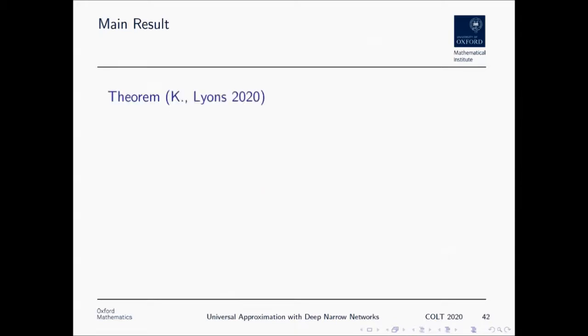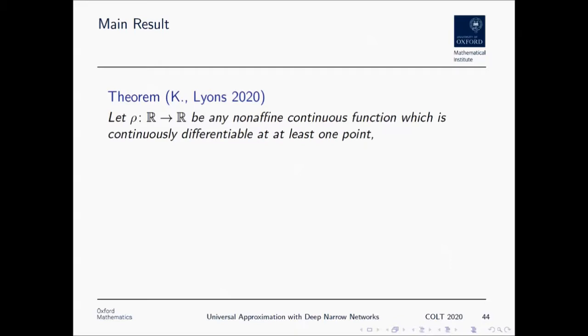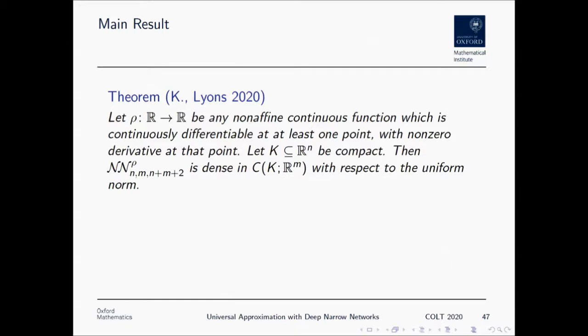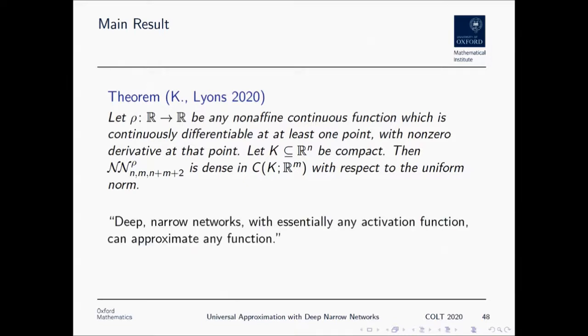Given some non-affine continuous function which is continuously differentiable at least one point, with non-zero derivative at that point. So this is a technical condition that I'll come back to. Then, in fact, the statement of the theorem is that these deep narrow networks of width n plus m plus 2 are dense in the continuous functions. We get universal approximation in the continuous functions with respect to the uniform norm. So, informally speaking, what this is saying is that deep narrow networks with essentially any activation function can approximate any continuous function.